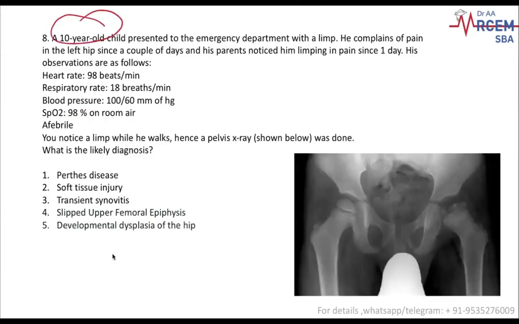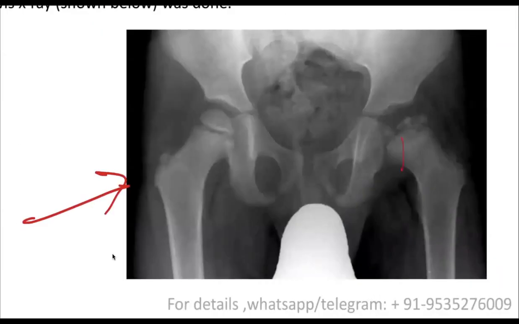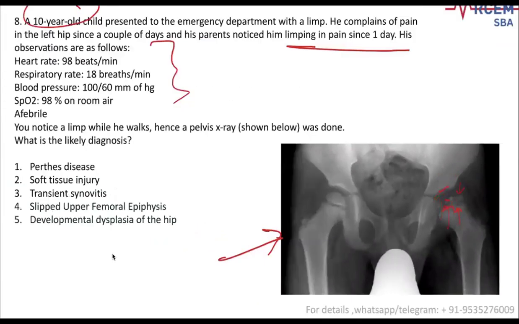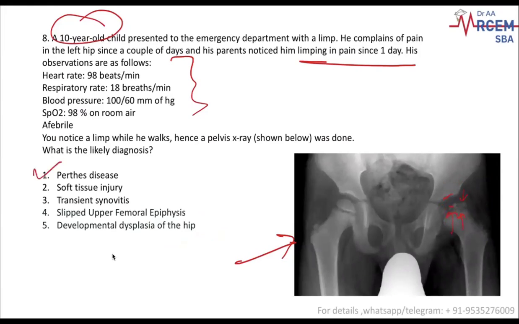A 10 years old kid has come to the emergency department with a limp. The vital parameters are fine. X-ray has been given. 10 years is the age group where Perthes disease is very commonly seen. On an X-ray, what we are seeing, avascular necrosis findings are seen, where joint space is increased, few sclerotic changes are seen, few rarefactions are seen, suggestive of a Perthes disease. So it is a classical X-ray of a Perthes disease.